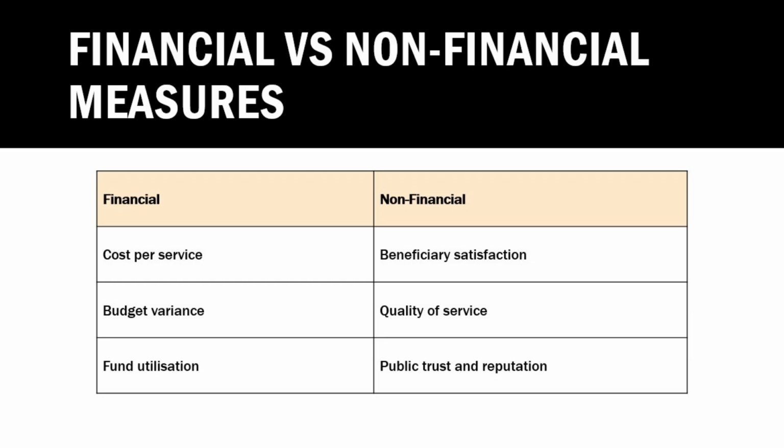Financial and non-financial measures should be used together. Financial indicators include cost per service, budget variance, and utilization of funds. Non-financial measures include quality of service, accessibility, satisfaction, and public trust. Together, they reflect stewardship, accountability, and effectiveness.